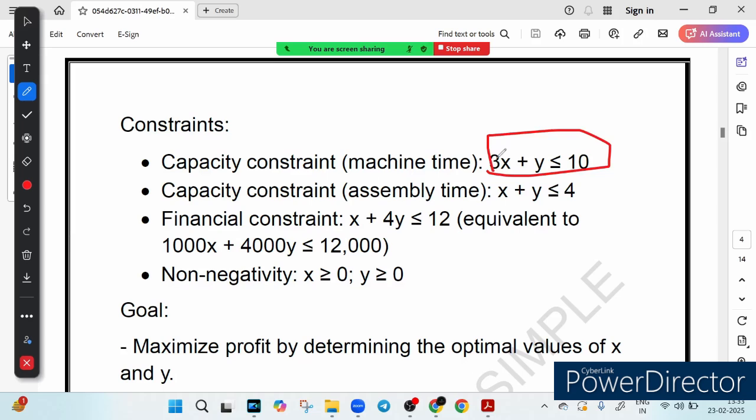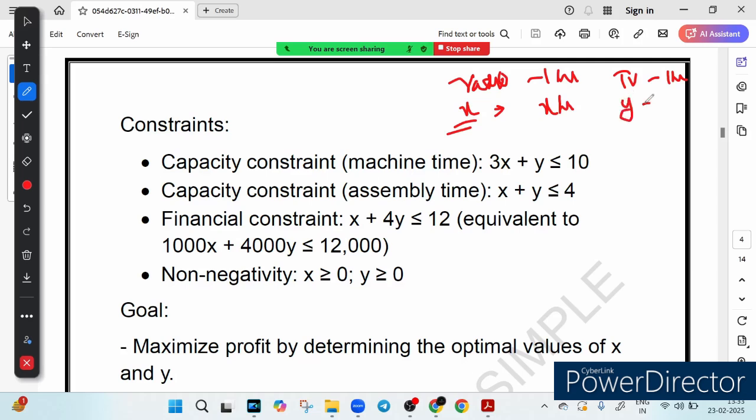Now the second equation is regarding the assembly time constraint. Each radio and TV takes 1 hour for assembly. How many radios do we have? x radios. How much time will x radios take? x hours. How much time will y TVs take for assembly? y hours. The maximum time available for assembly is 4 hours per day. So x plus y should be less than or equal to 4. This is our second constraint.